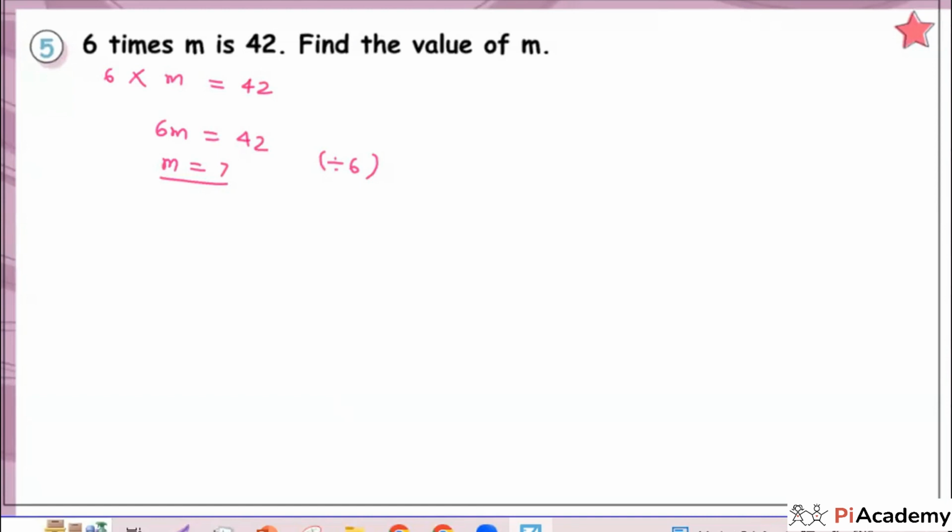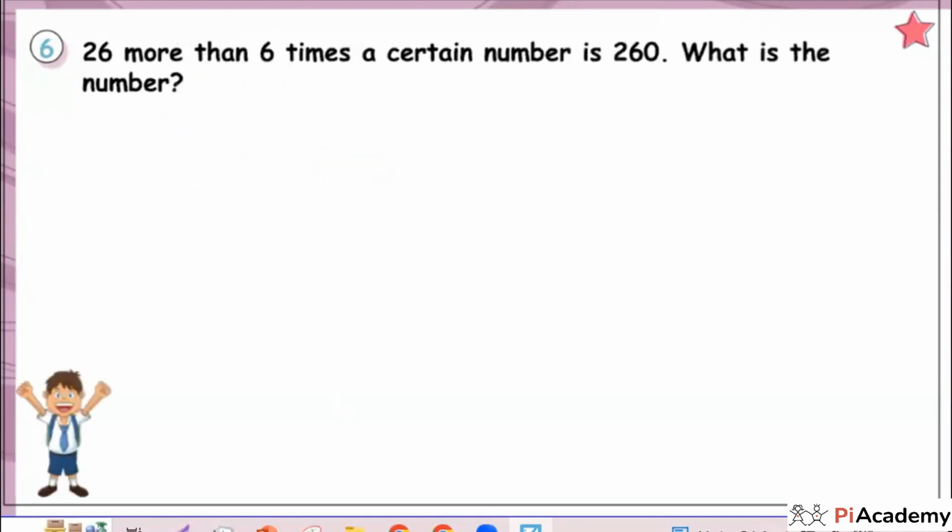Okay. And the next page is about what? 26 more than 6 times a certain number is 260. So what is the number? Neeraj, don't raise your hand. If you have a doubt, you can raise it. Otherwise, don't do that. So please solve this question, everyone. I'm waiting for your answers in the chat box.